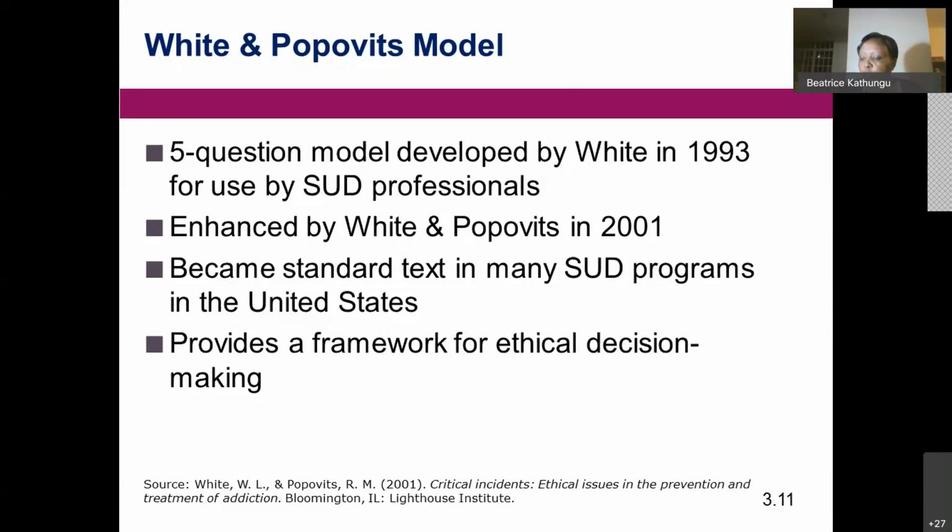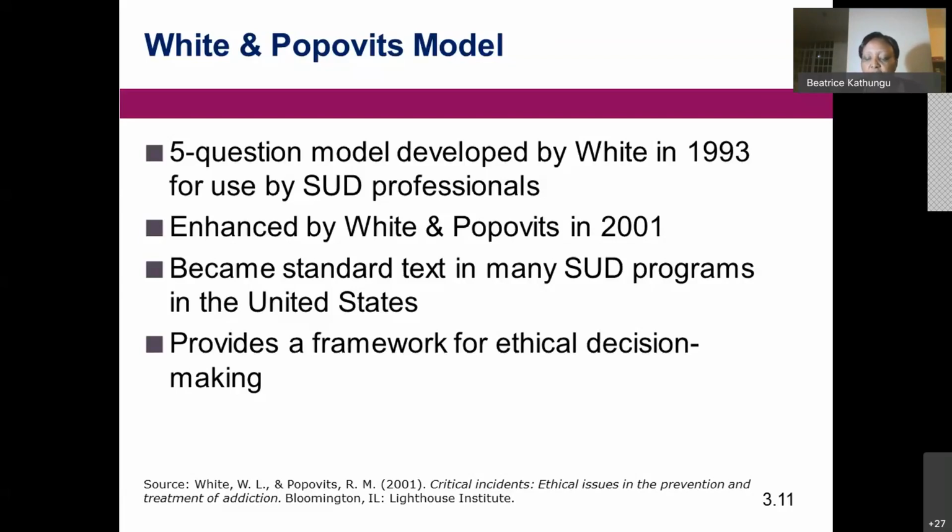So thank you for introducing those two models of Forrester Miller and Davis and the one of Corey. Now the third model we look at is called the White and Popovich model. This is a 5-question model. It was developed by White in 1993 and it's used by SUD professionals. Of course, his colleague Popovich joined him in 2001 and they enhanced it. It has become a standard text in many programs in the United States, and it does give us a framework for making ethical decisions.